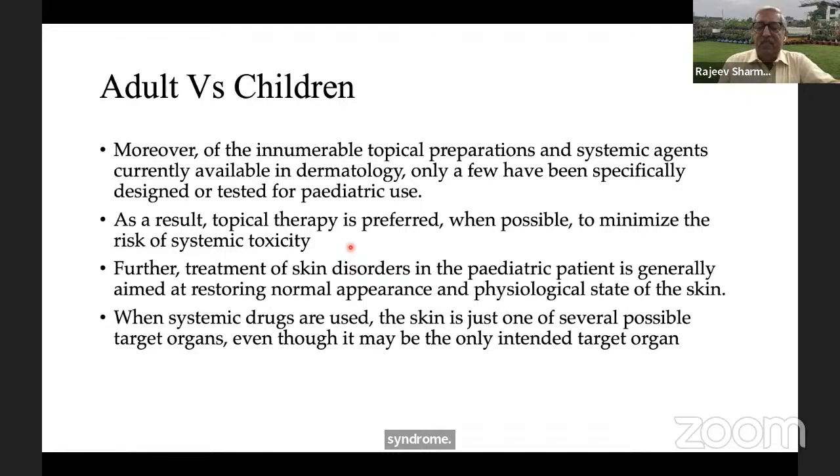Then the aim of treatment should be to restore the normal appearance of the skin and to help the skin reach the physiological state. But remember, whenever we are using systemic drugs, the drugs that we use in children, skin is not the only target organ. There are many other organs which may be affected by the drug that we are intending to use, targeting only the skin. So this we should always keep in mind.